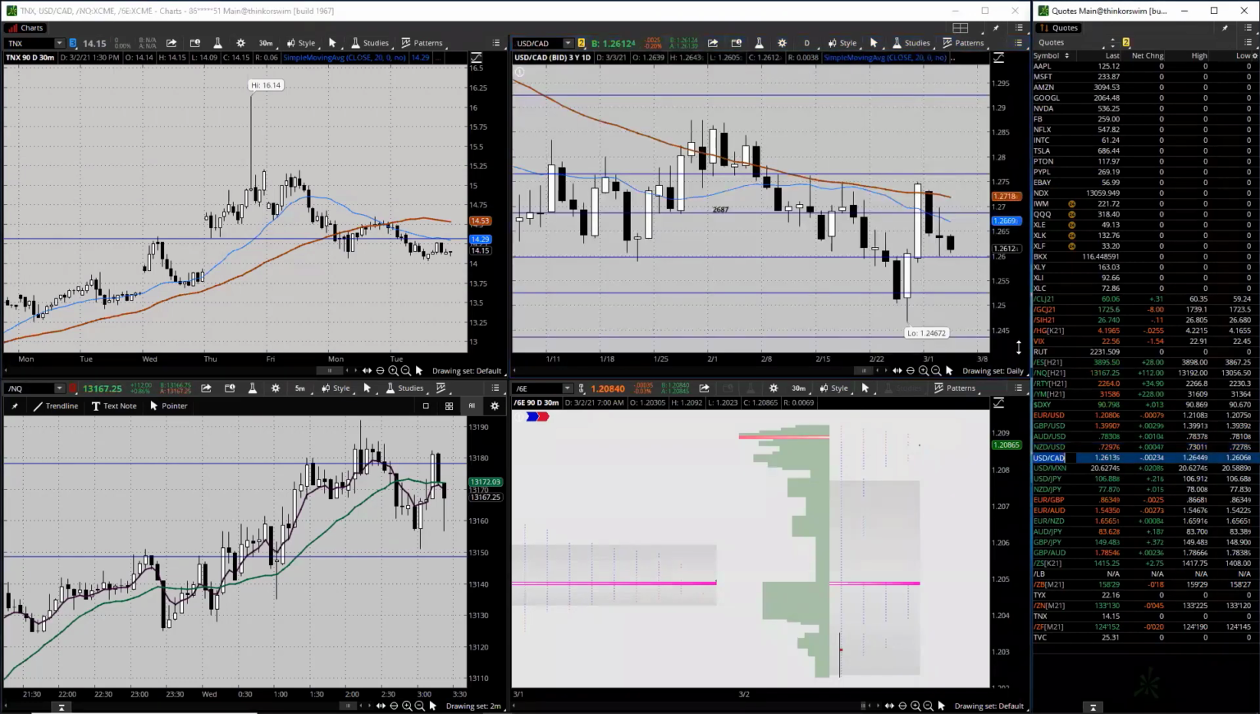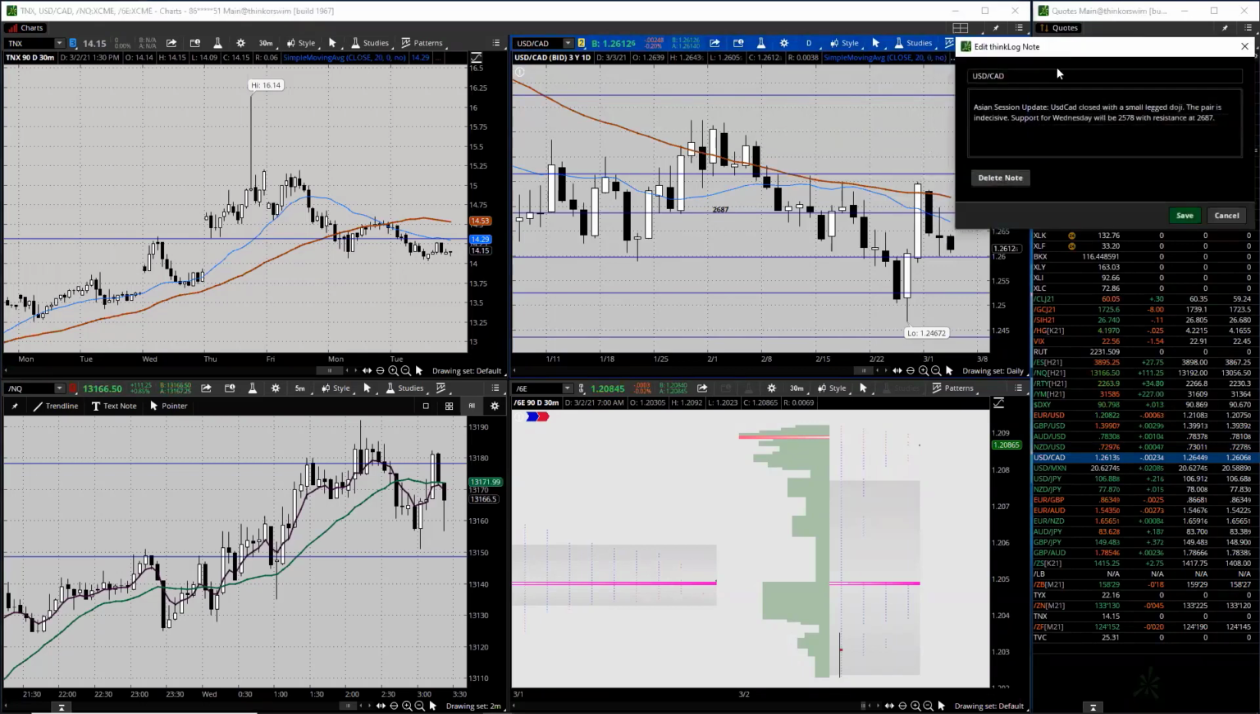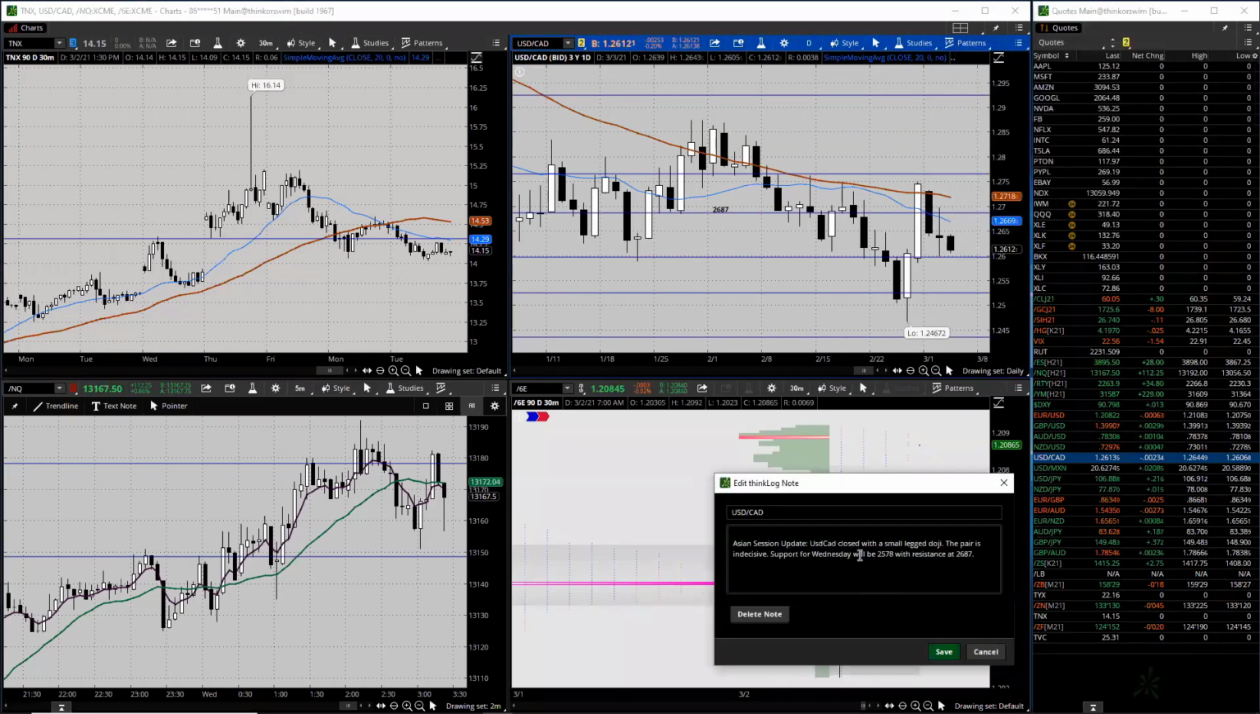To the dollar CAD. The dollar CAD closed with a small-legged doji. You can see here, the pair is indecisive. Support for Wednesday will be 25.78 with resistance at 26.87.